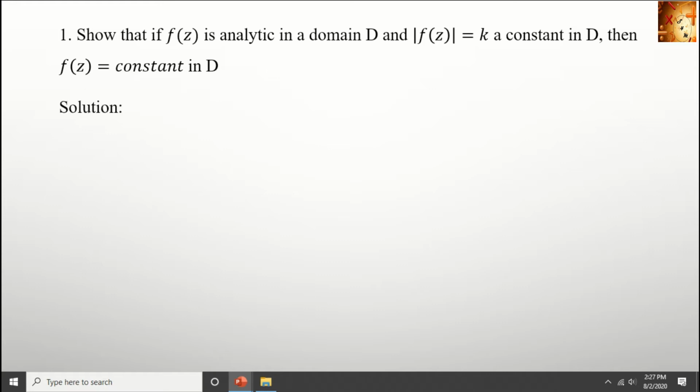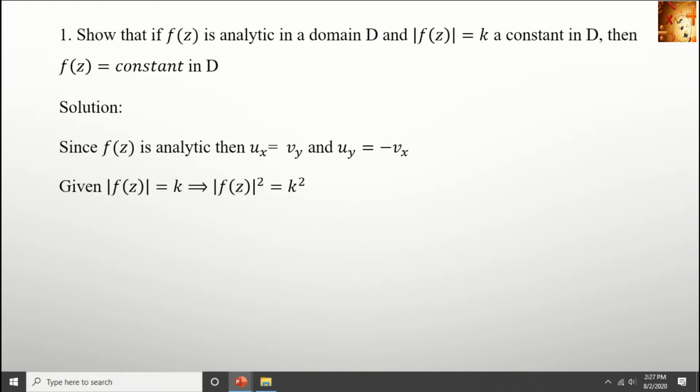Let's see the solution. It is given that f of z is analytic, so it satisfies the Cauchy-Riemann equations, that is ux equal to vy and uy equal to minus vx. Also in the question it is given that mod f of z equal to k. On squaring on both sides we get mod f of z square equal to k square.